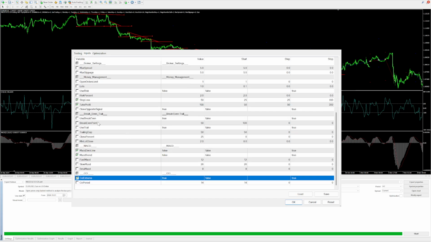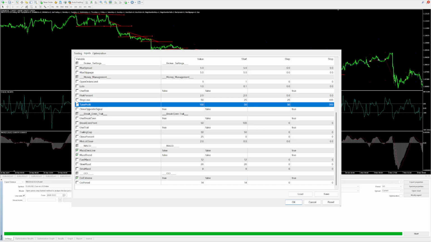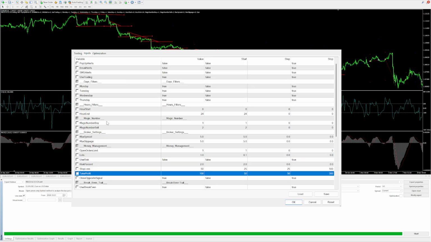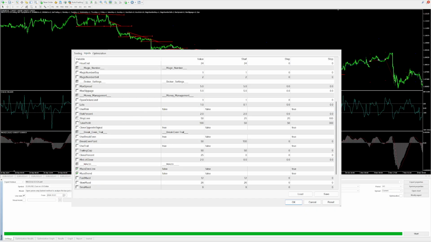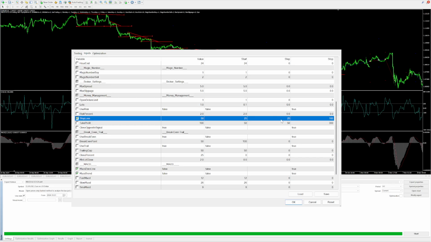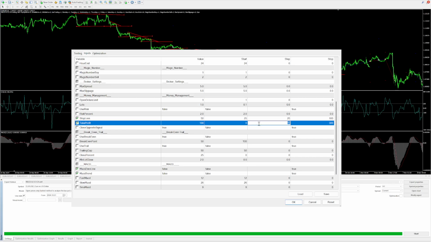That being said, you just check the checkboxes of the settings that you wish to optimize. Of course, you want use trading set to true for this. We don't need alerts because we're running a back test. So we want to test the stop loss. We want to start at 25, step in 25 increments and stop at 100. So that will test 25, 50, 75, and 100. We're going to test take profit. We're going to start at 0, go up in the hundreds and stop at 300.